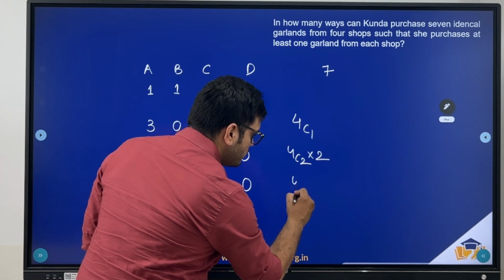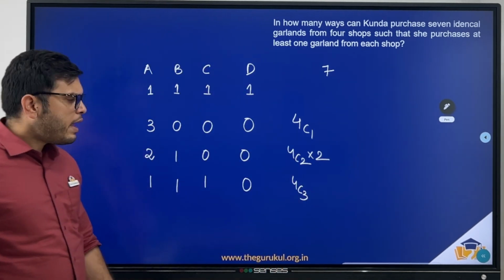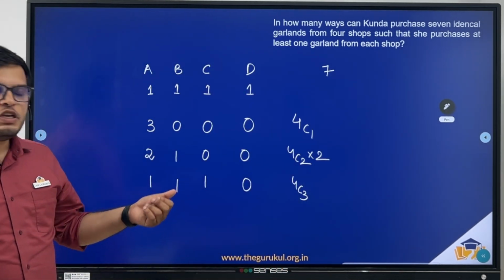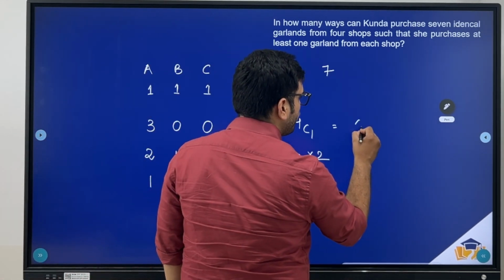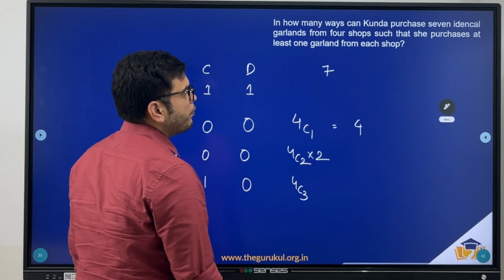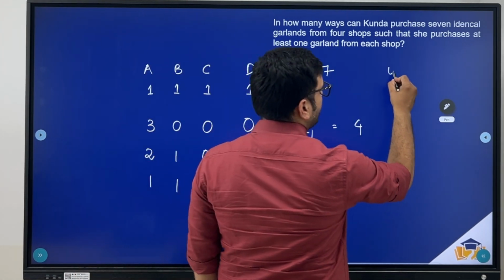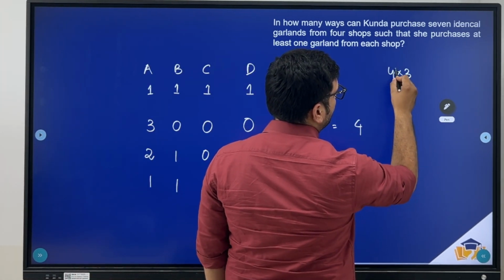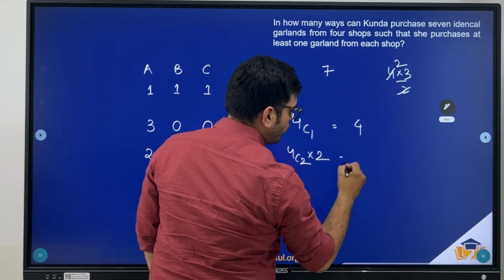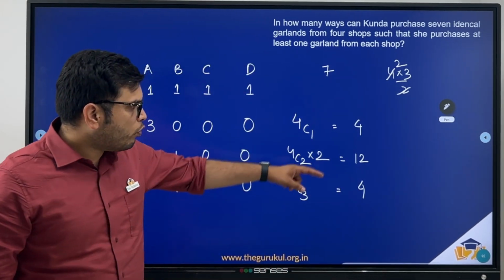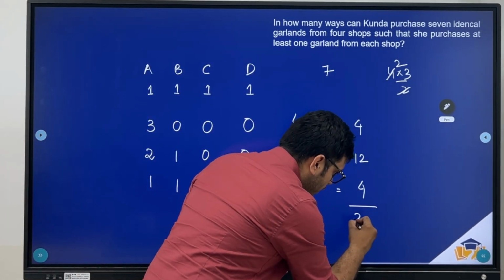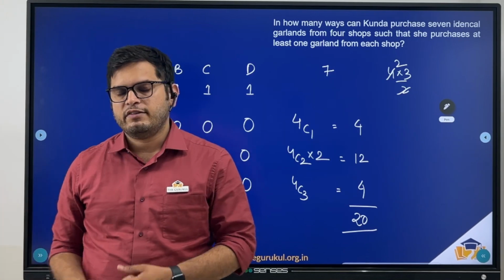Now here she has to select 3 shops, and from each shop she will be purchasing only 1 garland. So 4C3. So 4C1, this is 4, 4C2, 4 into 3 by 2, 6, 6 into 2, 12, and 4C3, again 4. So 12, 12 plus 8. This can be done in a total of 20 ways.